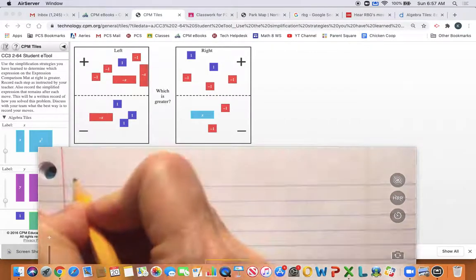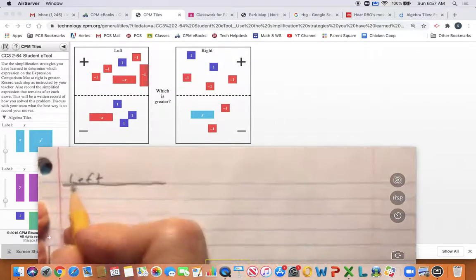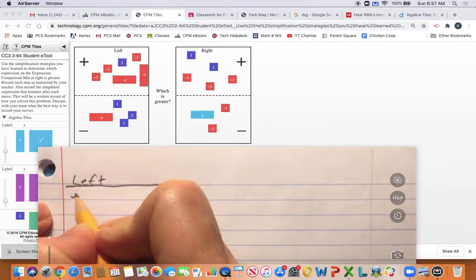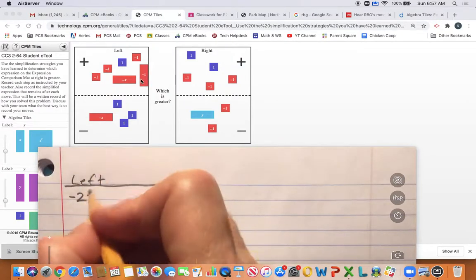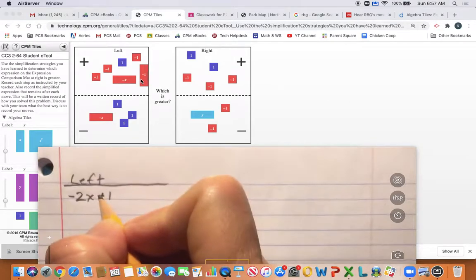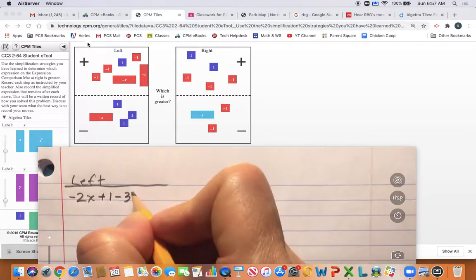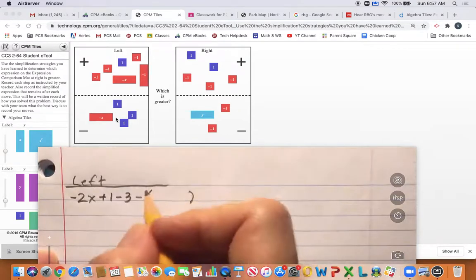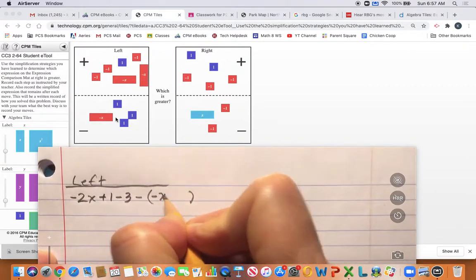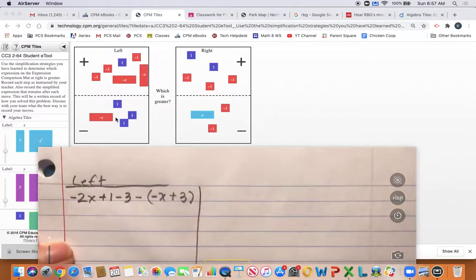So on the left, our expression looks like this. It's negative 2x, and you can see them right here. And then we've got a plus 1. And then we've got 1, 2, 3 negative tiles, minus 3. Then to record what's down in the negative area, we put a negative sign and parentheses. And then I'll put in the negative x tile and the 3 positive unit tiles. So there's our left-hand side, and I'm going to draw a line here.